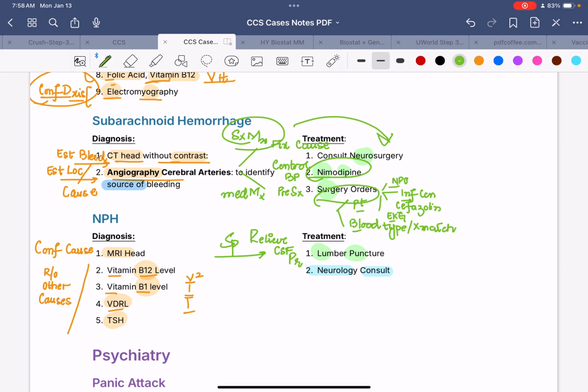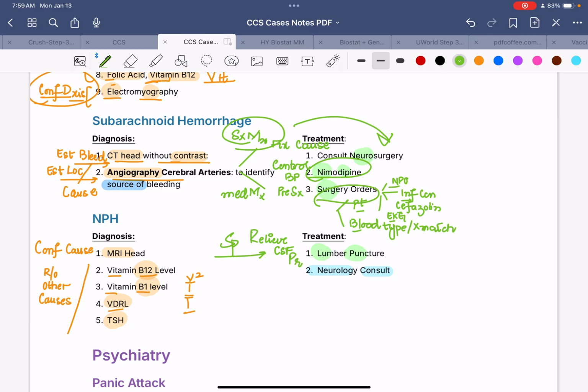Next off, we have normal pressure hydrocephalus. Now the goals of diagnosis are, of course, to confirm the cause with ventriculomegaly, that would be MRI of the head, and again to rule out other general causes with the mnemonic VIT. So V is for vitamin B12 and B1 levels, the I is for some sort of infection such as VDRL, and the T over here is not for toxicology, rather it is for TSH.